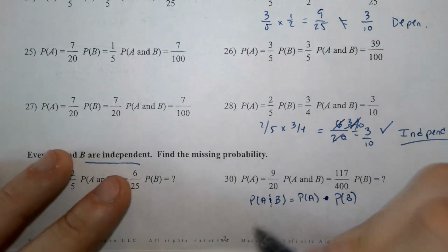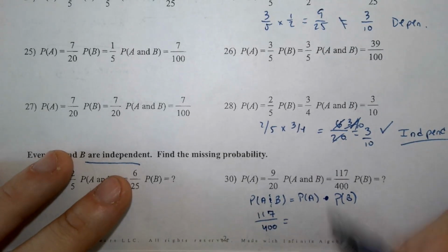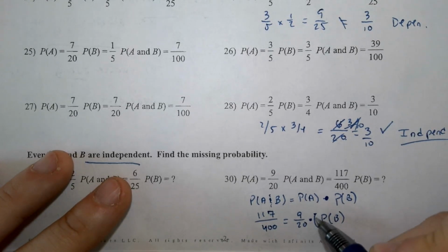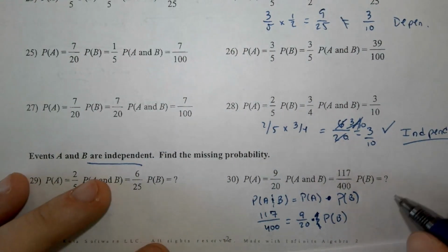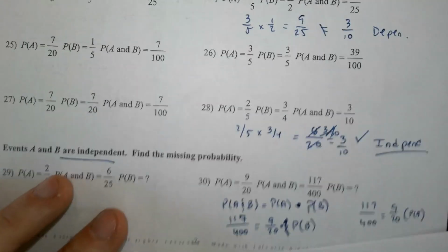So probability of A and B is 117 over 400. Probability of A, 9 out of 20. Probability of B, we don't know, so we have to multiply it by the probability of B. I included an extra parentheses. Let's ignore that I put that there. And I'll rewrite it for you. 117 out of 400 would equal 9 out of 20 times the probability of B. I did it again. All right, probability of B.